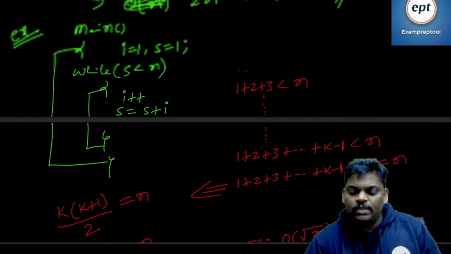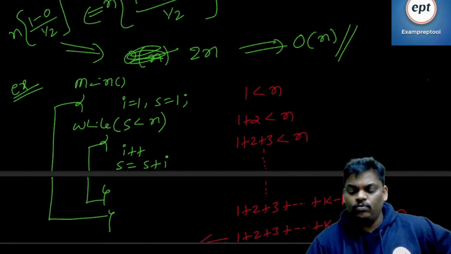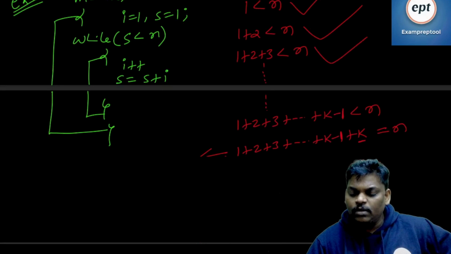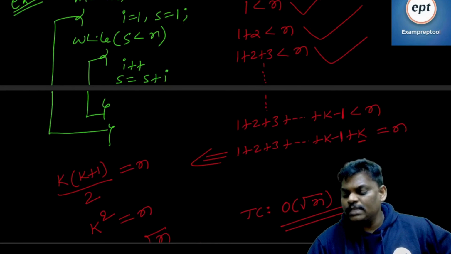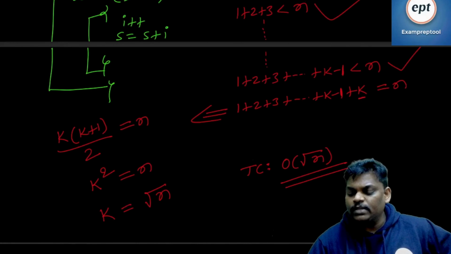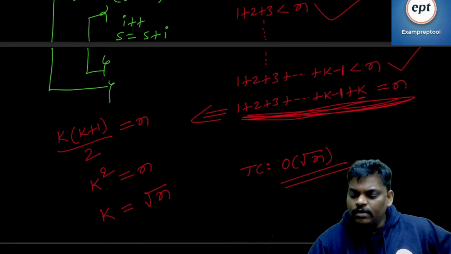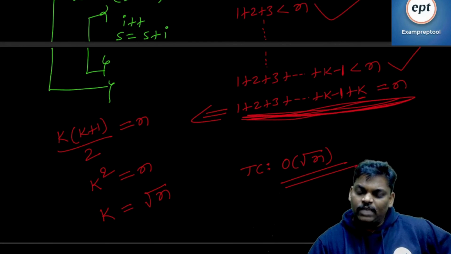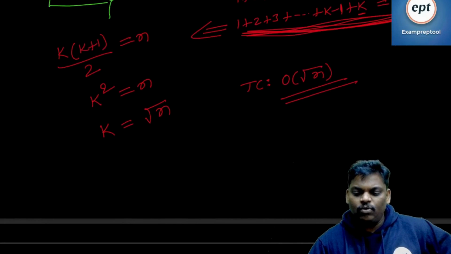First time, 1 less than n verified, true. Second time, 1 plus 2 less than n, true. Third time, 1 plus 2 plus 3 less than n, true. If I continue k minus 1 times, 1 plus 2 plus 3 and so on, k minus 1 is less than n. That is also true. After doing k times, it is not less than n, it is equal to n, so it fails. So for some value of k they both will be equal, means almost like fail. K times you repeated, this is the story. On the left side, the sum of k natural numbers, k into k plus 1 by 2, is equal to n. So approximately k square is equal to n. So finally k is equal to root n. I hope you got it.